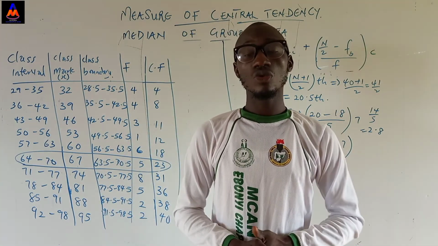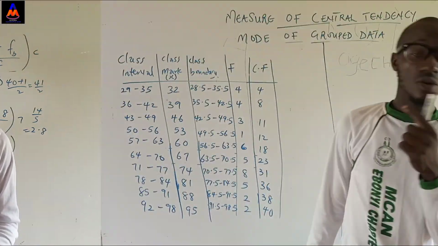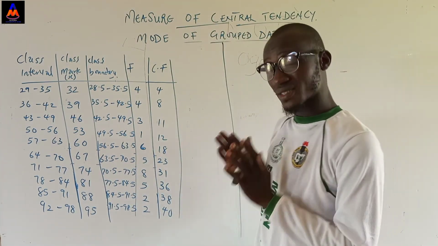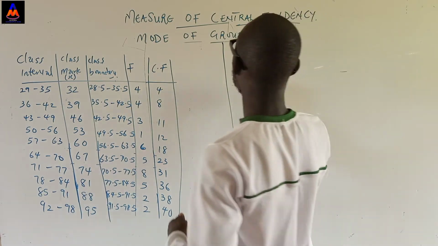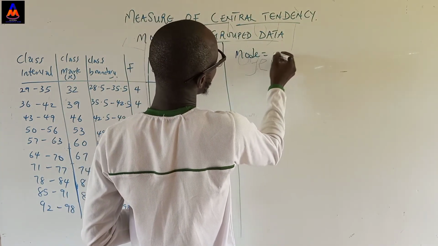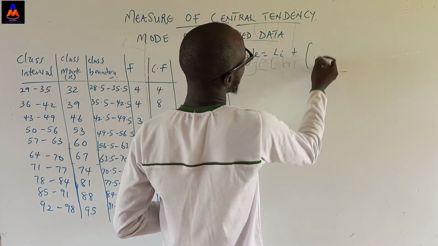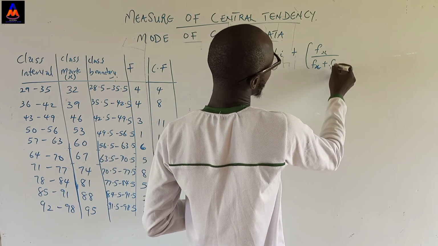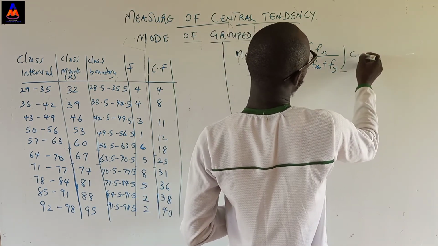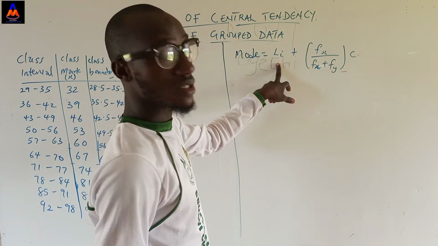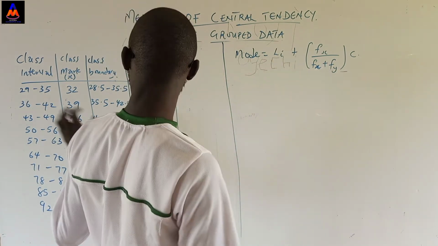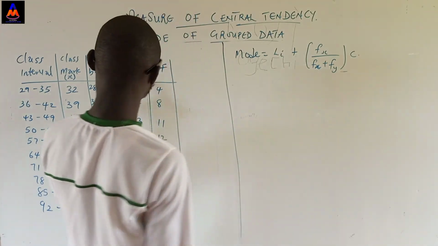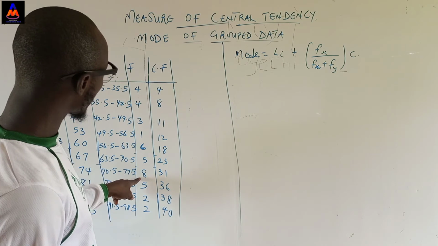So the next thing we move to is the mode of the group data. Let's calculate the mode of this group data using the same example. For us to calculate that, we have to know the formula of mode. Mode is given by Li plus (fs over fs plus fy) times the class width. So this Li represents the lower class boundary of the modal class. The first thing is to find the modal class. The modal class is the class with the highest frequency. Checking through my frequency here, the highest frequency is 8.